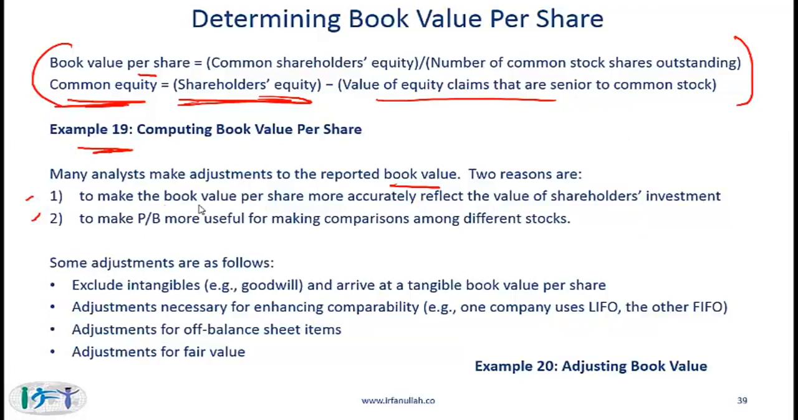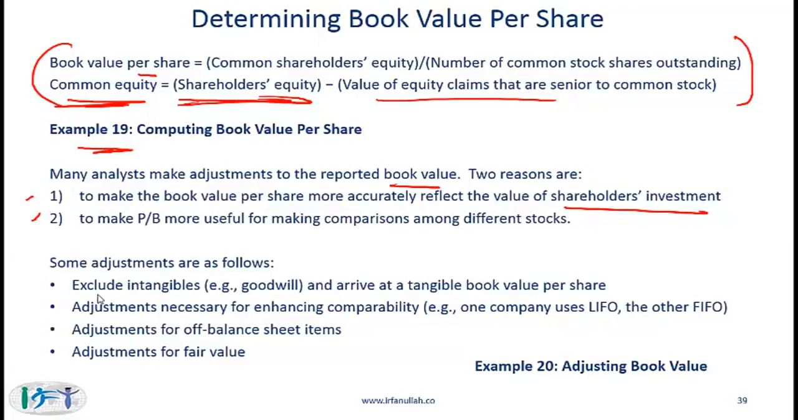To make the book value per share more accurately reflect the value of shareholders' investment. And number two, to make price to book more useful for making comparisons among different stocks. So if different companies are making different assumptions about capitalizing versus expensing, then obviously you have to make some adjustments before you compare. So what are some of those adjustments?